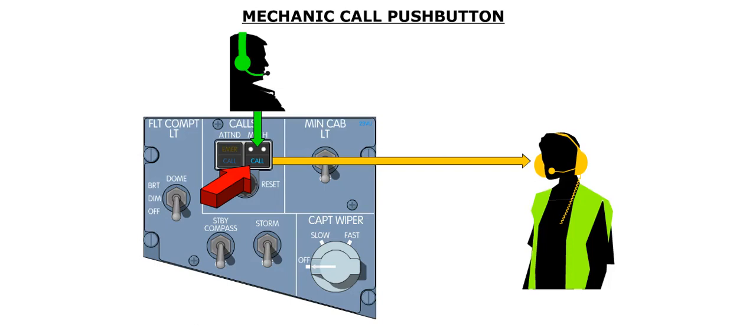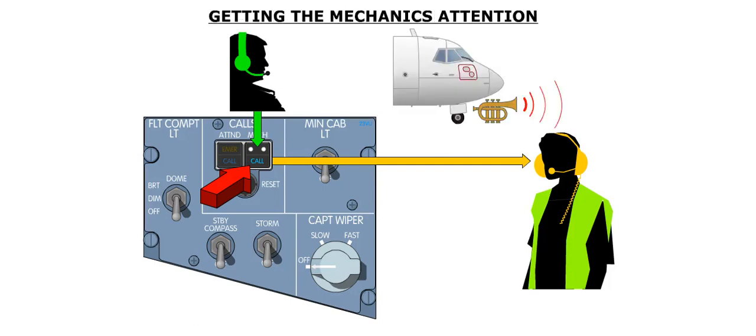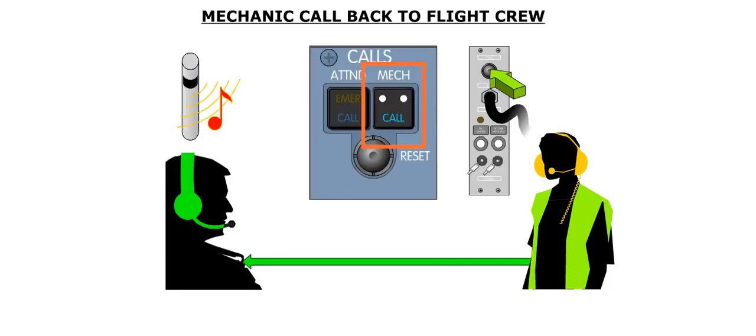Calls to and from mechanics work similarly through the mechanic button on the call's panel. When the mechanic button is pressed, a horn sounds in the nose gear bay to get the mechanic's attention. The mechanic can then press the call push button next to the headset jack in the gear well to call the flight deck. This will cause the blue call caption to illuminate in the mechanic push button on the call's panel. As before, a chime will sound to alert the crew.